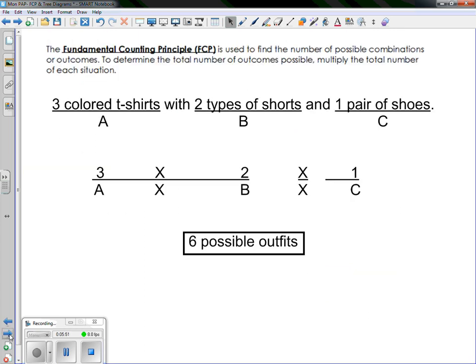All right, let's look at this one. Now we're going to do the fundamental counting principle, or the FCP. It is used to find the number of possible combinations or outcomes. To determine the total number of outcomes possible, multiply the total number of each situation. So if I have 3 colored shirts, 2 types of shorts, and 1 pair of shoes, I would go 3 times 2 times 1, and it'd be 6 outcomes.